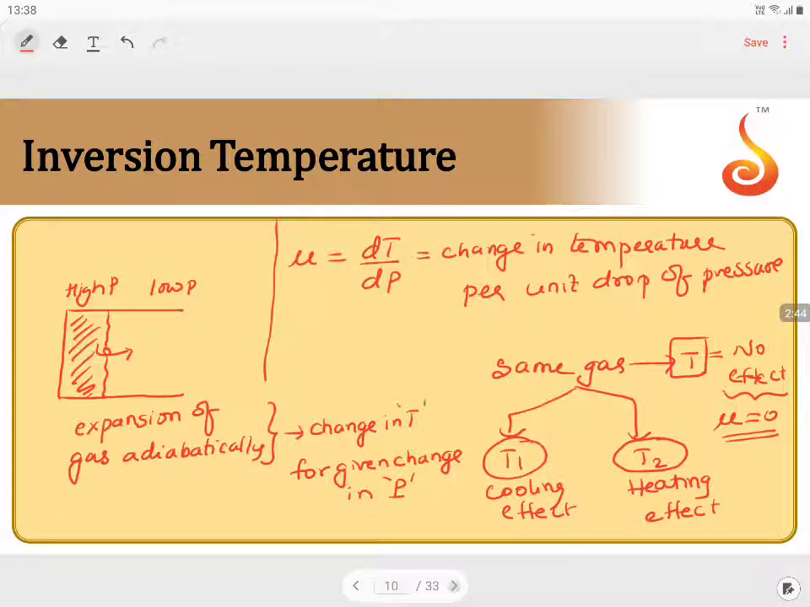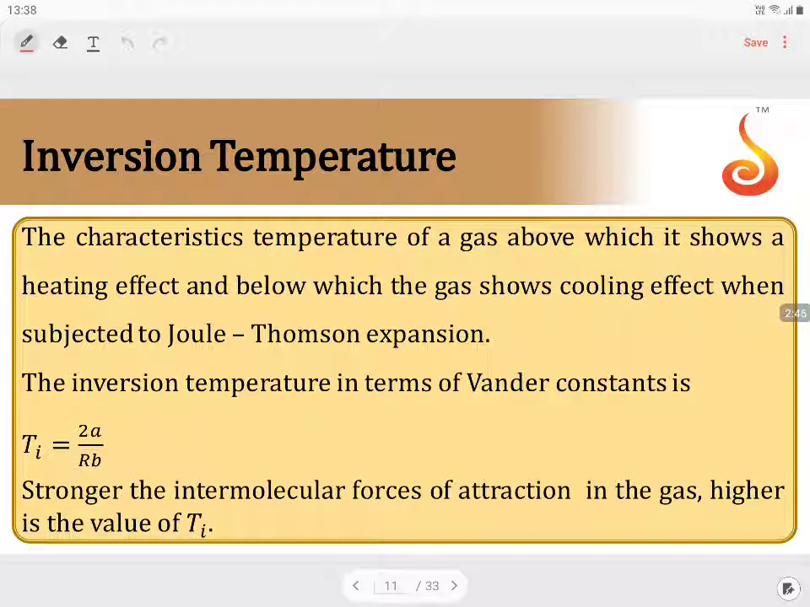That particular temperature is the characteristic temperature of the gas above which the expansion of gas shows a heating effect, and below which the gas shows a cooling effect, when subjected to Joule-Thomson expansion. It is called the inversion temperature, TI. So the temperature at which expansion takes place with no change in the temperature of the system is the inversion temperature. Above it, heating effect; below it, cooling effect; at it, zero, no effect is observed.